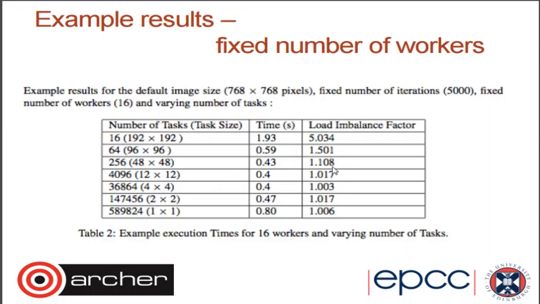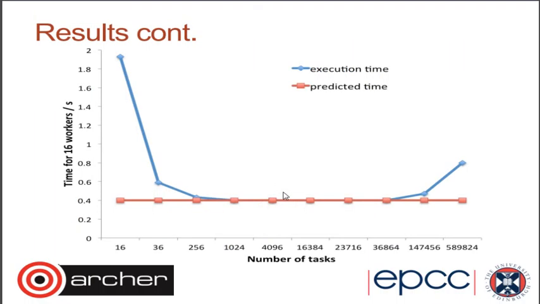And as we decrease the size of our parallel tasks and increase the number of tasks, we see that yes, the runtime is decreasing, which is what we want. And alongside that, the load imbalance factor is decreasing as well, which again is what we want. And we get our predicted best runtime, 0.4, which is great. Now you can think, okay, that's fabulous, I can carry on indefinitely decreasing the task size and increasing the number of tasks. But actually, as you see, the runtime starts increasing again.